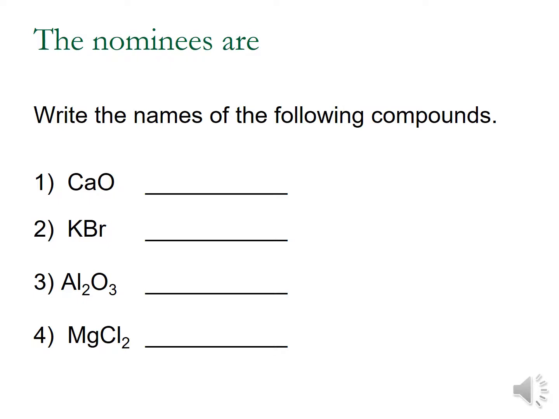Now let's try writing some names. Ca, calcium. O, oxygen, oxide. K, potassium. Br, bromide. Al, aluminum. O, oxide. Notice no mention is made of the 2 and the 3. Mg, magnesium. Cl, chloride.